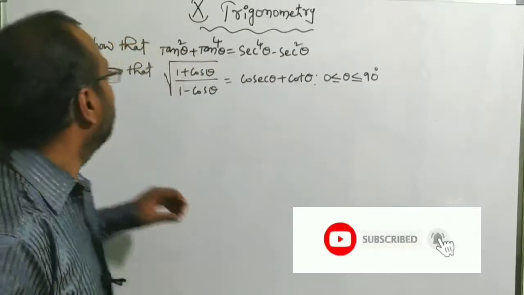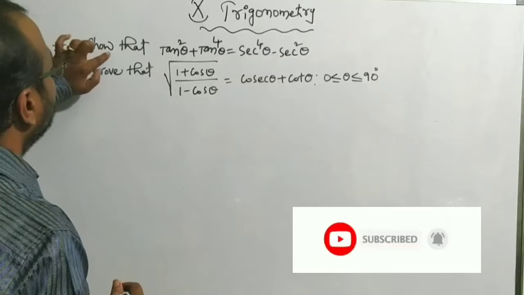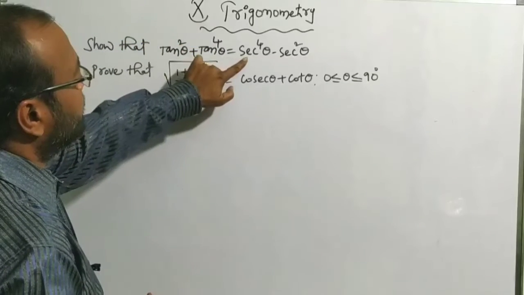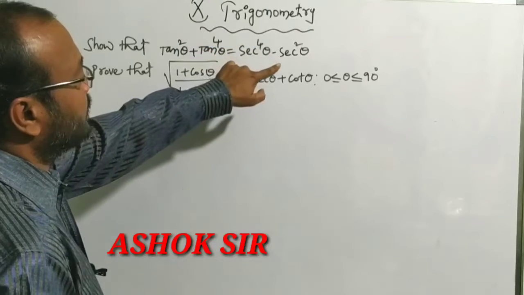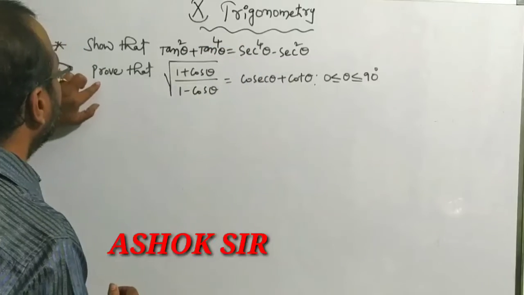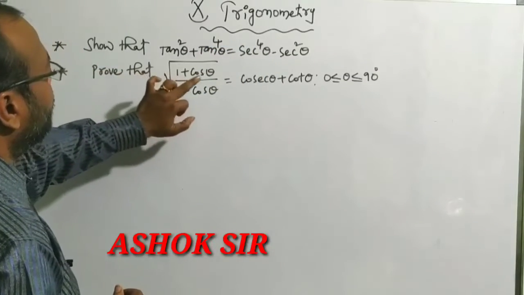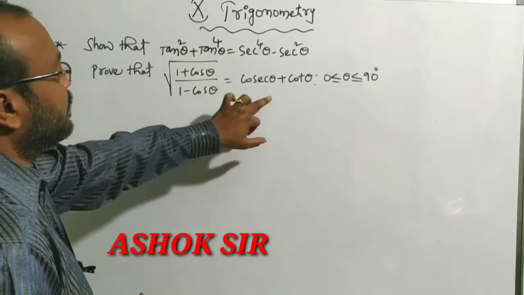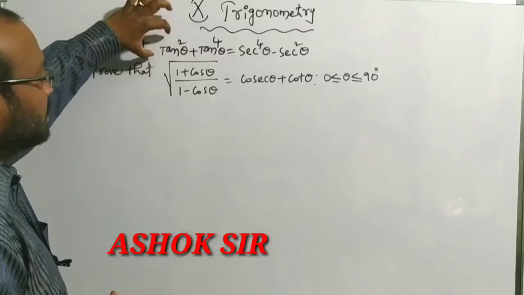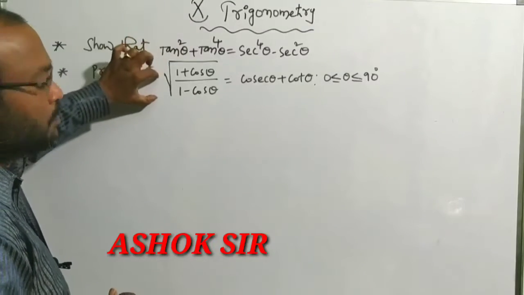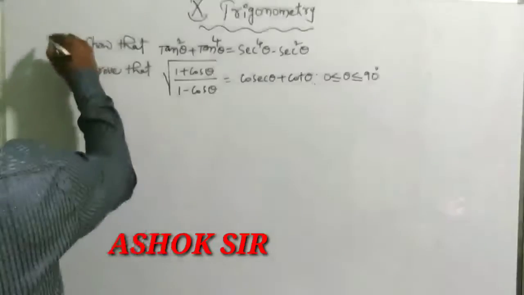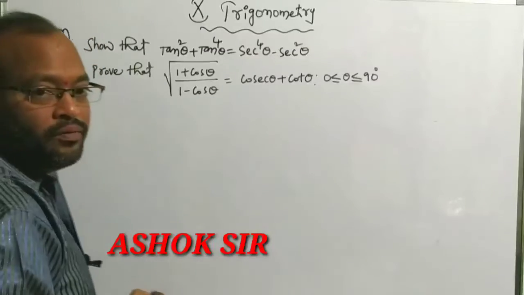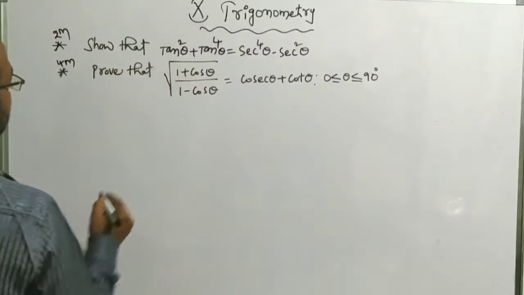Right. Two questions are there here. Show that tan square theta plus tan power 4 theta is equal to sec power 4 theta minus sec square theta. This is one question. And prove that root of (1 plus cos theta) by (1 minus cos theta) is equal to cosec theta plus cot theta. This is important for a 2 marks question and this is important for a 4 marks question. One by one we will solve. Right. First take the first question.